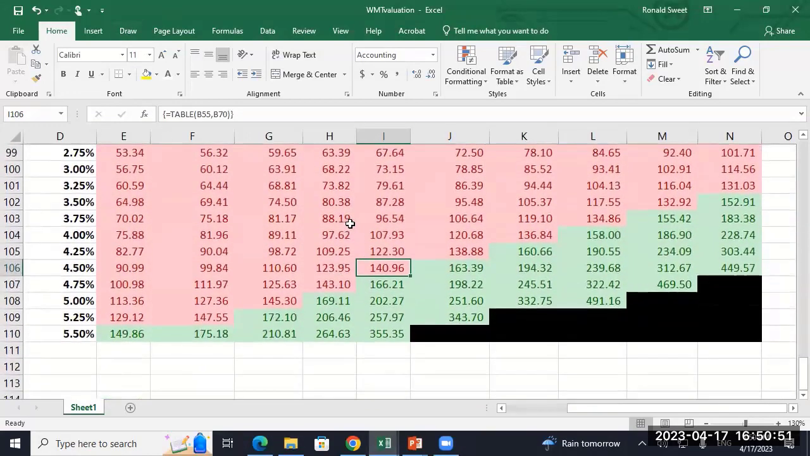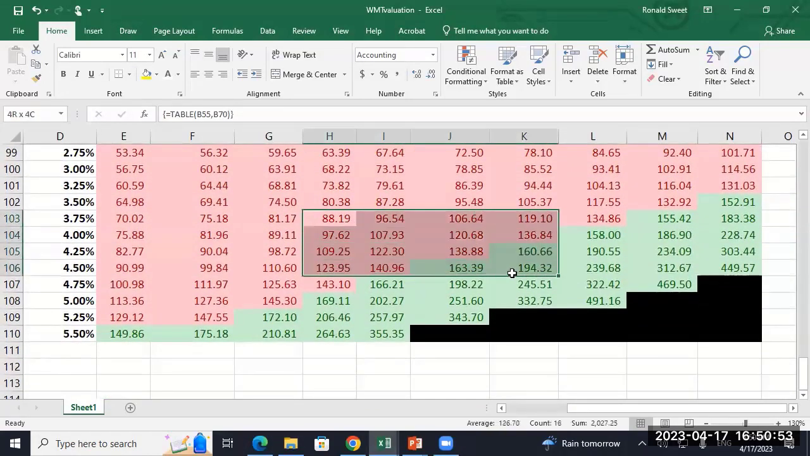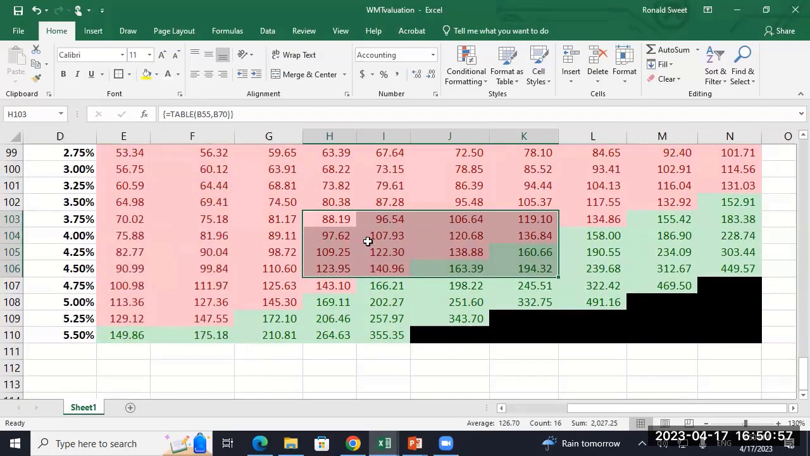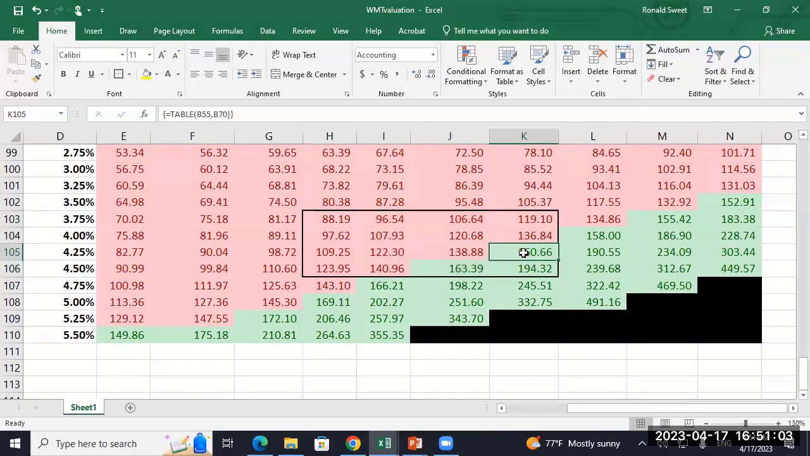I might say, you know, this is my expected range. In my expected range, they're mainly overpriced. There's a few scenarios where they look good, but they're mainly overpriced. A table like this is really quite powerful.